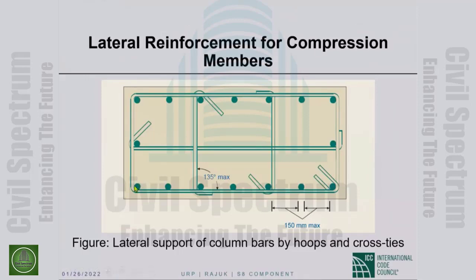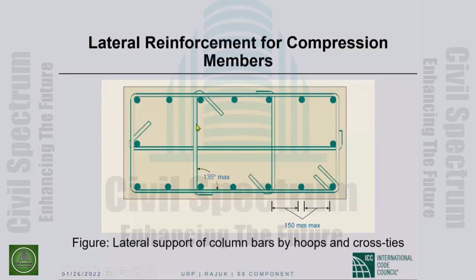Then the requirements are every other longitudinal bar shall be enclosed by the corner of a tie or a cross tie. So this bar, that bar, that bar, that bar, every other bar shall be supported by the corner of a tie or a cross tie. So this would require cross ties here and cross ties there. Okay, a cross tie is a bar with a 135-degree hook at one end and a 90-degree hook at the other end.